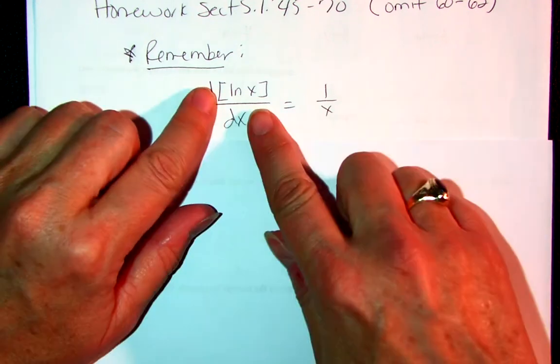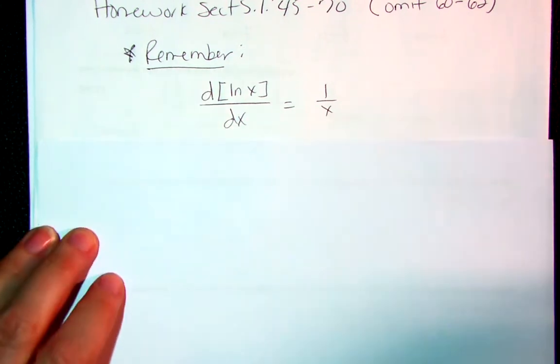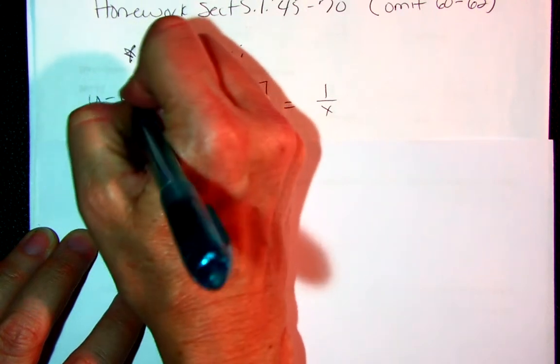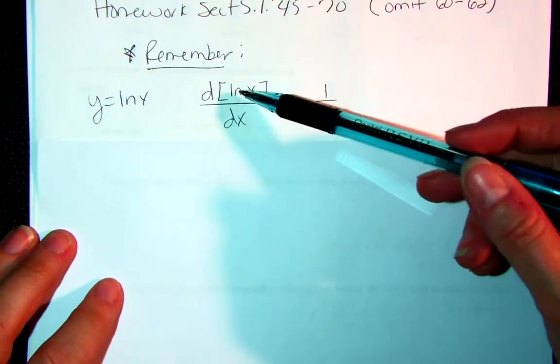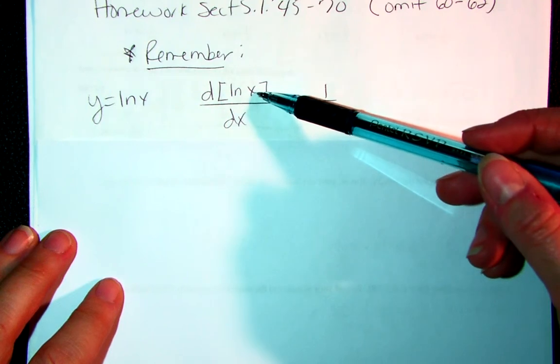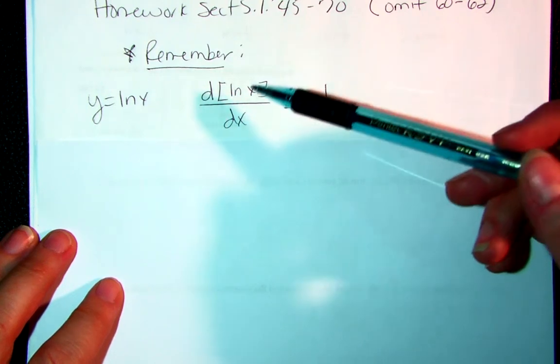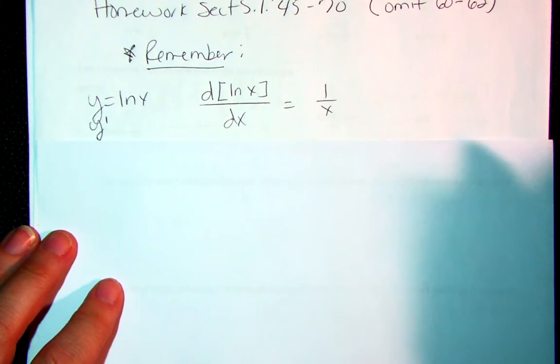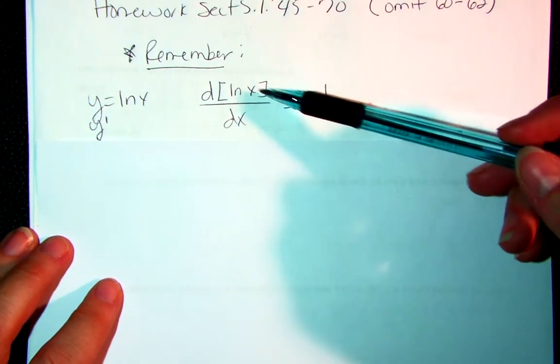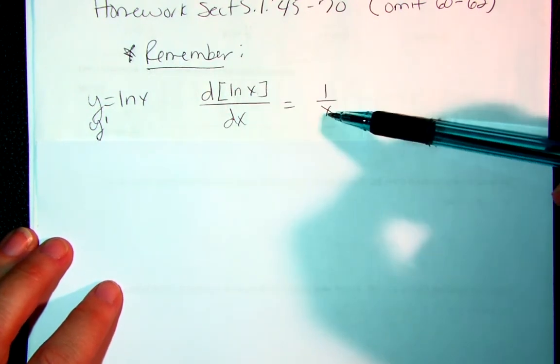Let's just start by remembering the function y equals the natural log of x. If I go ahead and differentiate the natural log of x, now again we're taking the derivatives, we're not integrating. So I'm going to find y prime. When I differentiate natural log of x, it's 1 over x.